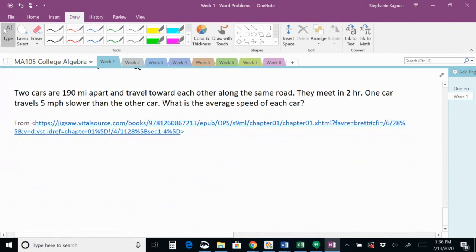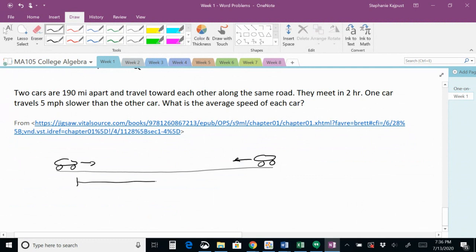Two cars are 190 miles apart and travel toward each other along the same road. I'll draw a gray road here, and my really badly drawn cars going towards each other. And this whole distance here is 190 miles. I like to really draw pictures. They meet in 2 hours. We don't know where they meet. They may not meet in the center.